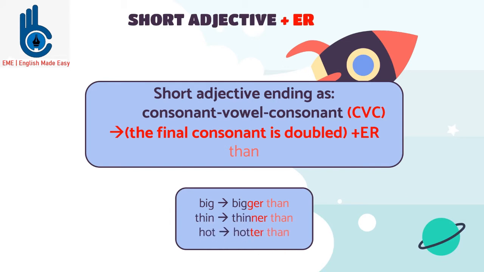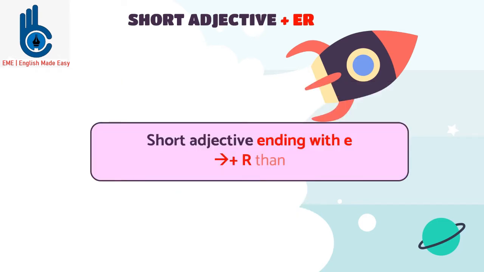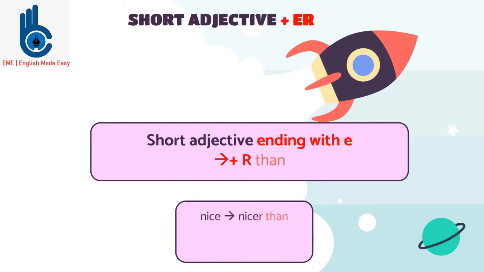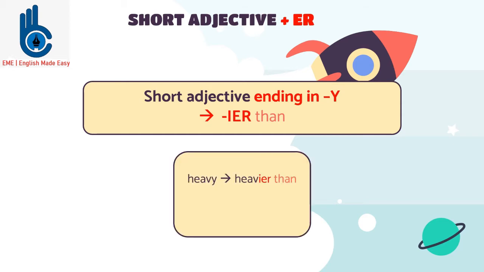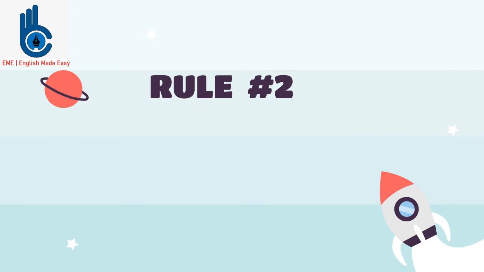Hot becomes hotter than. There are some short adjectives ending with E, so we just need to put R after the adjective and then followed by than. For example, nice become nicer than, wise become wiser than, large become larger than. There are some short adjectives ending in Y, so we have to omit the Y and change it into IER followed by than. Heavy become heavier than. Easy become easier than.